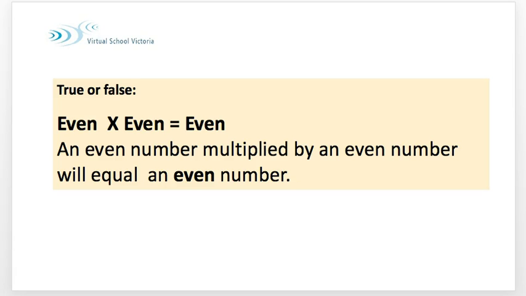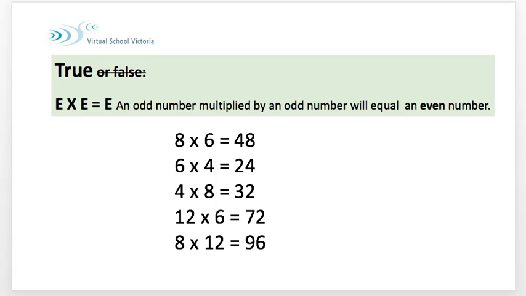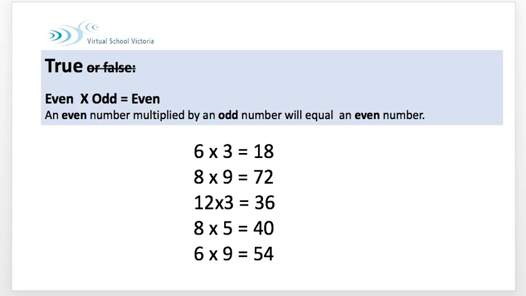I wonder if this is true or false. If we took an even number and multiplied by an even number, it would equal an even number? Okay, it is true, because in all of these multiplication tables, even times even, the answers are even. And if you take an even number and multiply it by an odd number, the answer will be even. This is the one that I find most interesting.